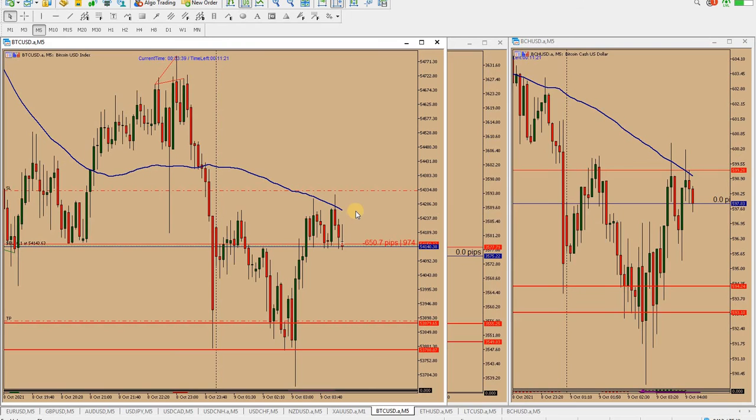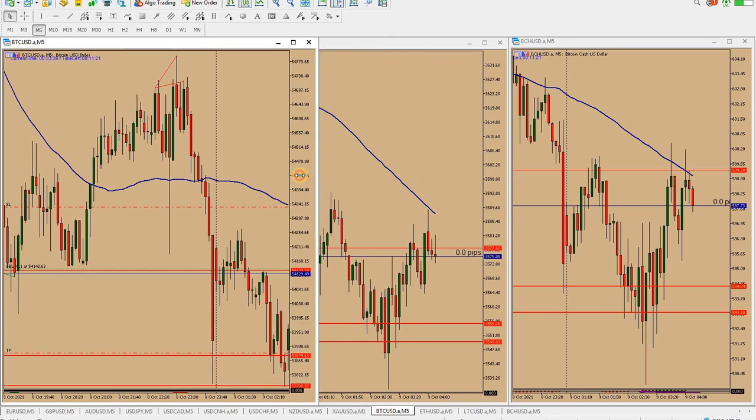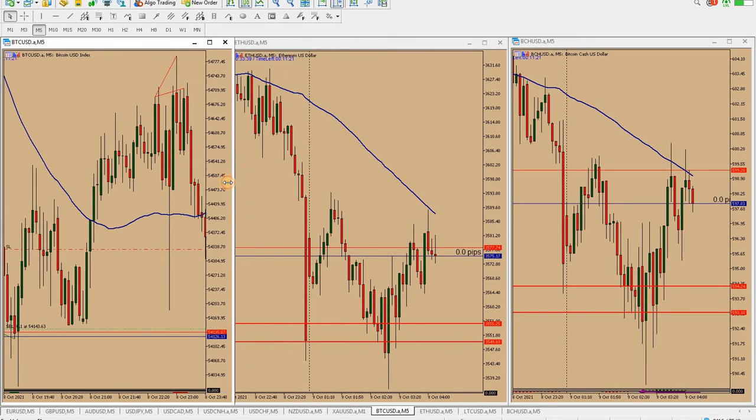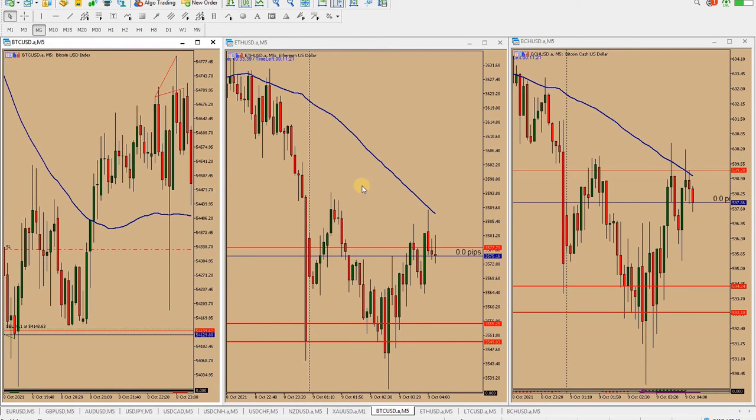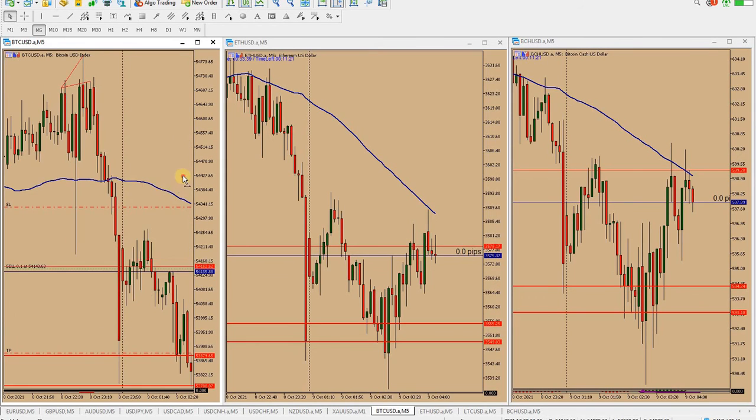As I said to you before, when we enter the market here, then the software will show us green, which means that we are in profit, or when it's in red, it means we are in an actual loss. So I'm just going to put this one away.